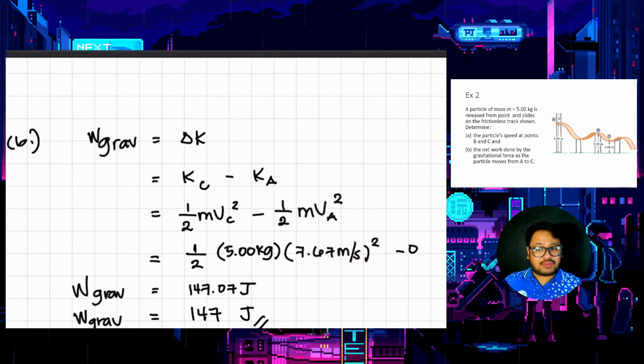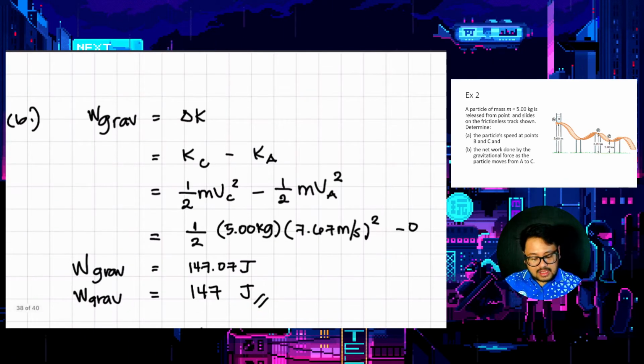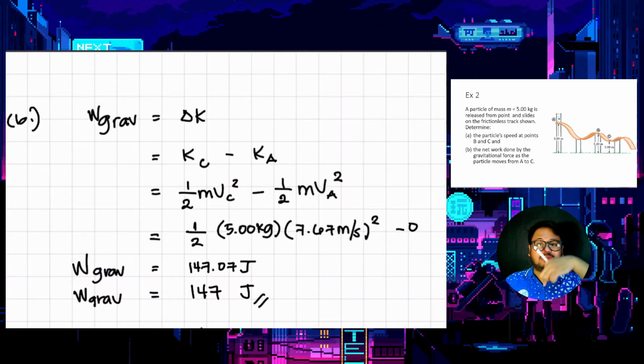So that's 1/2 times 5 times 7.67 meters per second squared, which will give us 147.07 joules, or the work done by gravity is 147 joules. Positive, because our displacement is pointing downwards, and our force by gravity is pulling it down. Okay, so the same direction, the angle between them is 0, so it should be doing positive work. Hence, we have positive 147 joules.